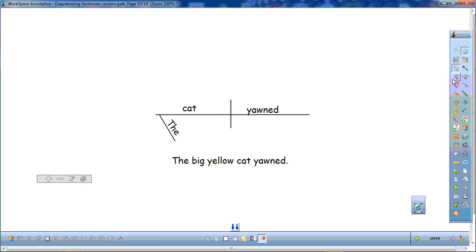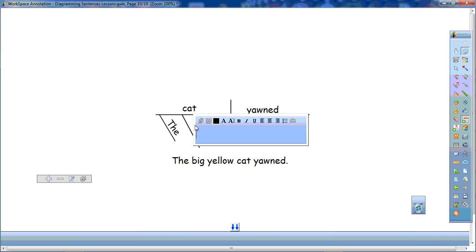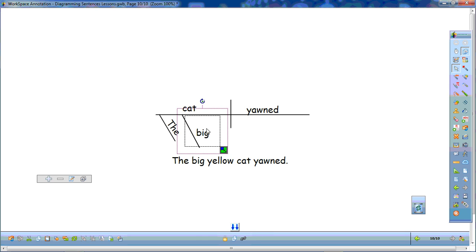Next, we have 2 more words. Well, what does big modify? What's it describing? What word is big? The cat is big, and so it's going to go underneath again, acting as an adjective. So the cat is big. And we put it in the order that they occur. You might note that too, that if it was the big yellow, which it is, we'd put the first over on the left and then move to the right with the other adjectives.